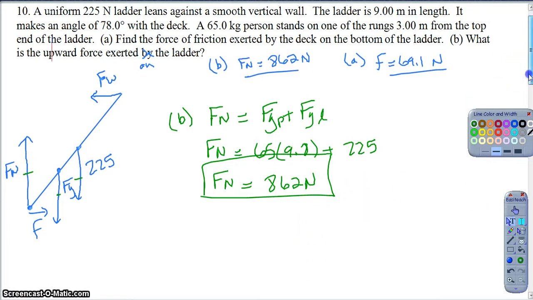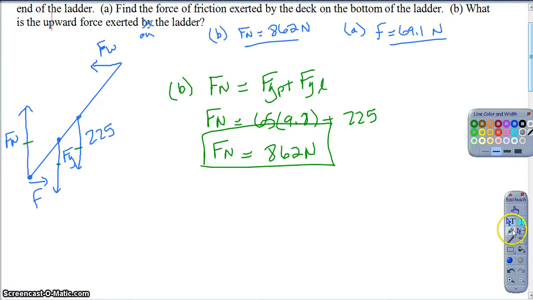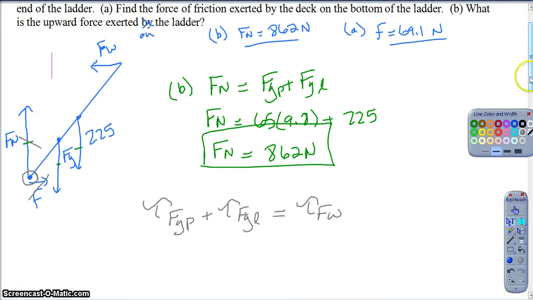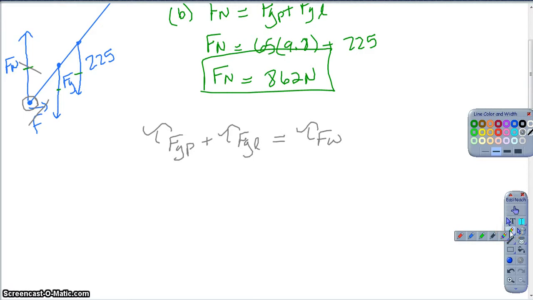So then, trying to set this up quickly so we can finish it here in this part: in order to find A, what I need to do is set up the torques. And again, I'm going to choose the pivot point as the bottom. If the bottom is the pivot point, that removes the normal force and friction from the discussion of torque. So I have the torque caused by the force of gravity of the person plus the torque caused by the force of gravity of the ladder, which would be equal and opposite to the torque caused by the force of the wall. And the biggest thing as you're setting this up is paying attention to both the radius and the sine components of the angle.